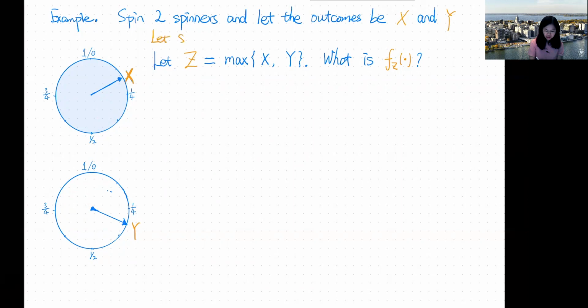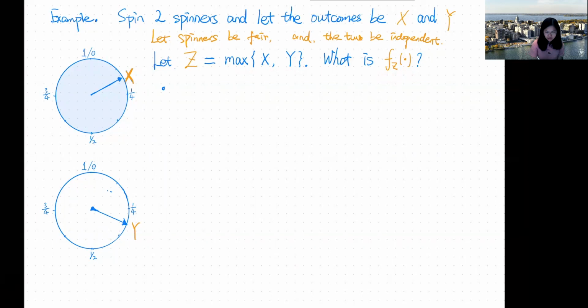So let the spinners be fair and the two be independent. Now consider a new random variable Z. This new random variable Z is the maximum value of X and Y. So Z is the maximum of X and Y. Now, what is the probability density function of Z?